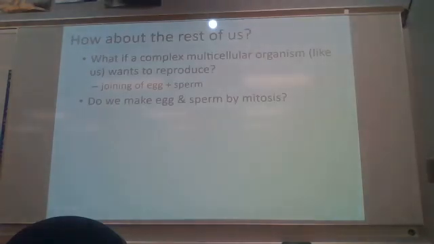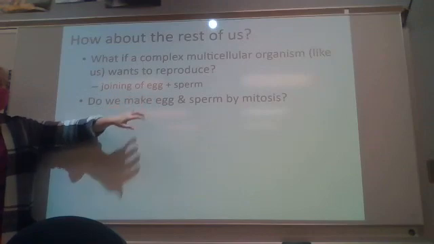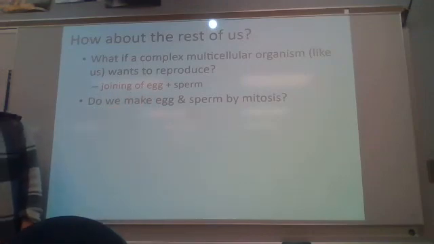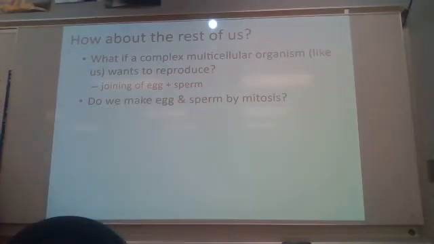We're going to talk about that more in a little bit. So for the rest of us, a lot of complex multicellular organisms that reproduce, we do so sexually. So at some point, there's a joining of an egg or a cell that's like an egg from one parent and a sperm or a cell that's similar to that from the other parent. And when those join, then we get our new offspring, right? So we're getting half from one parent, half from the other.